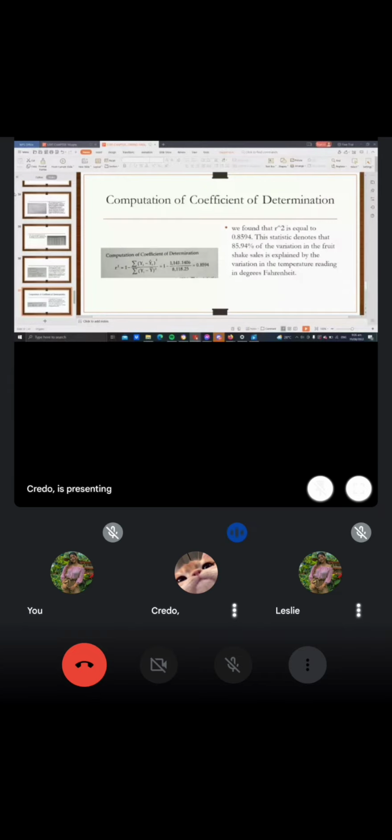Next is to compute the coefficient of determination. In the computation of the coefficient of determination, we found that r squared is equal to 0.8594. This statistic denotes that 85.94% of the variation in the fruit shake sales is explained by the variation in the temperature reading in degrees Fahrenheit.